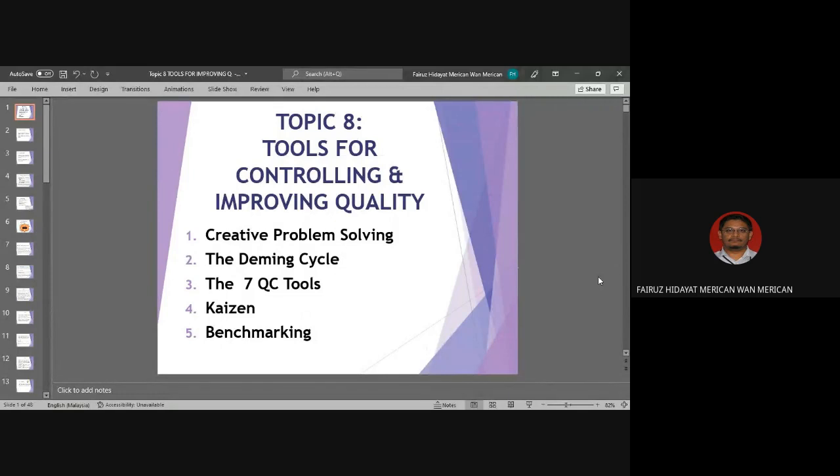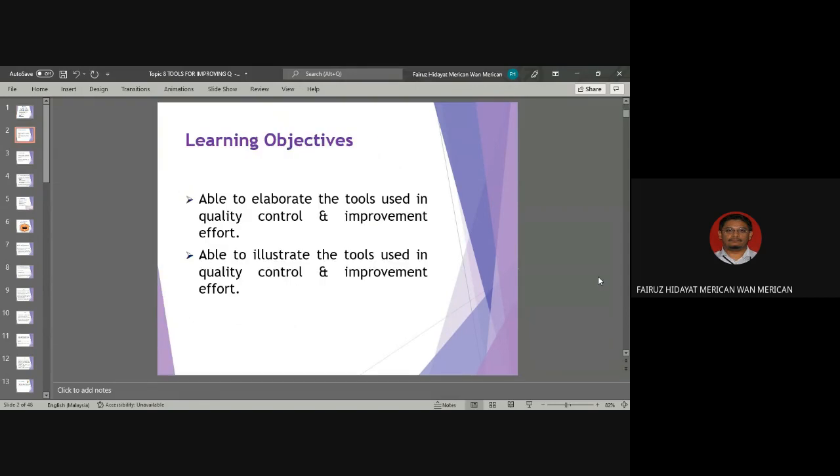All right, so these are the tools that we'll go through for chapter A. The learning objectives, or the lesson outcomes, will be these two objectives. Hopefully you will be able to elaborate on the tools that are used in QC and quality improvement, or QC and QI, and hopefully you'll also be able to illustrate the tools used in QC and QI. So these are the objectives for chapter A.